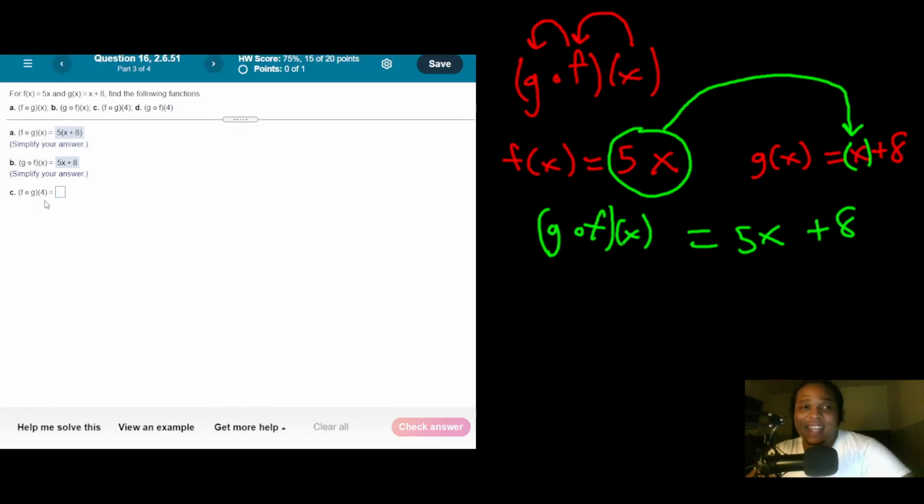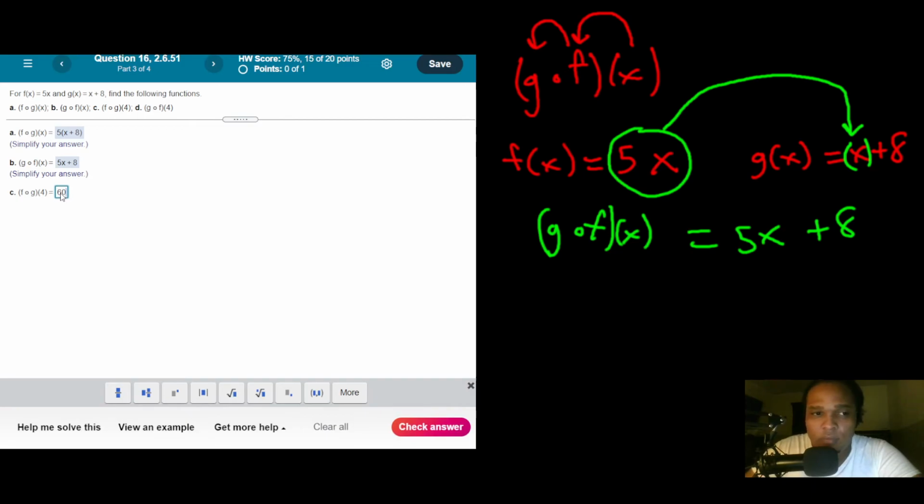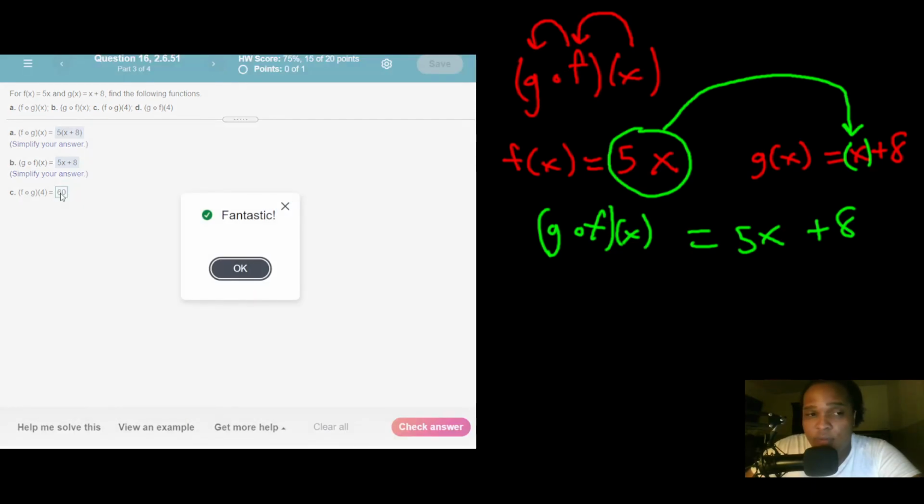Now read this. f of g of 4. There are 2 ways you can do this. If you already went through the trouble of finding the first part, the f of g, which we did, we have 5 times x plus 8, right? Then just plug the 4 into your f of g of x function. If you plug a 4 here, you get 4 plus 8, which is 12, and then 12 times 5, which is 60. That's one way you can do it.